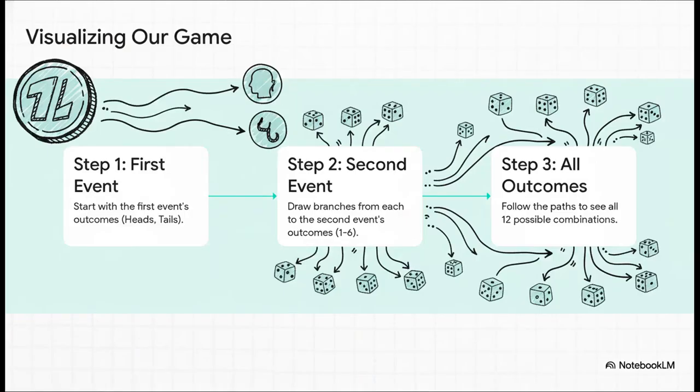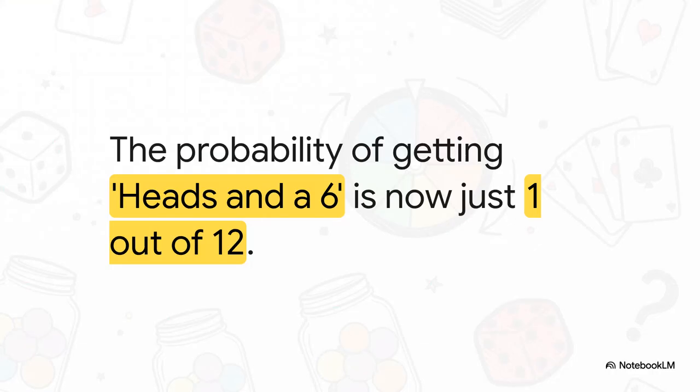Let's imagine building one right now. You start with the first event, the coin flip. So you have 2 main branches, heads and tails. Then, coming off of the heads branch, you draw 6 little branches for the numbers 1 through 6, and you do the same thing for the tails branch. And just like that, you can see all 12 possible combinations, from heads 1 all the way to tails 6. So, what does this bigger sample space tell us? Well, now we can answer harder questions. For example, what's the probability of getting heads and a 6? Looking at our tree, there's only one path that gets us there, out of 12 total paths. So the probability is 1 out of 12.